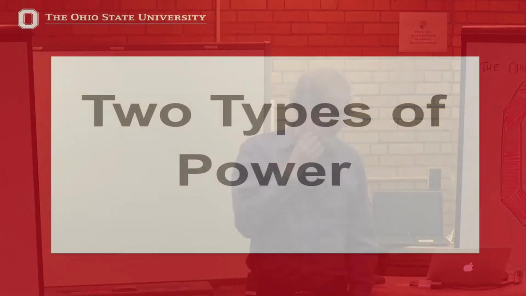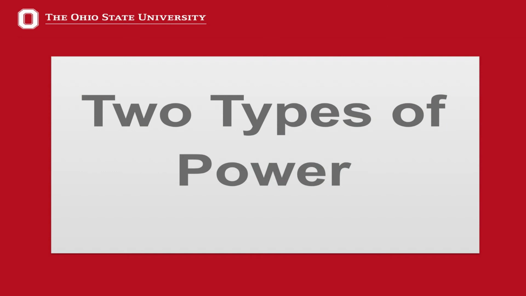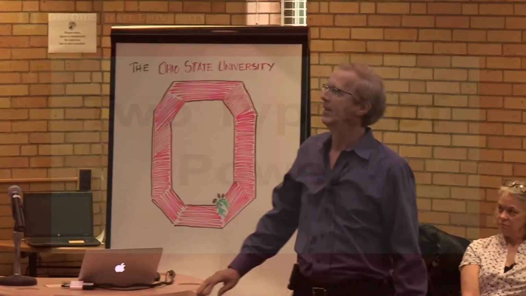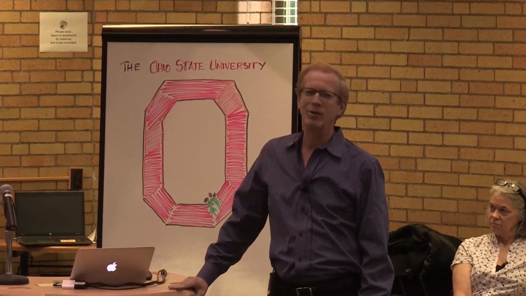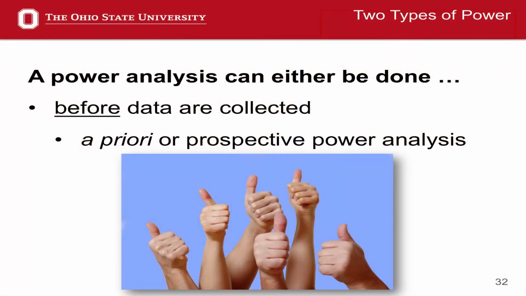Now there's two types of power. Susie alluded to these a bit. And so we have a priori power. This is before you have any data. This is in the planning stage. And so we all give a thumbs up to this.